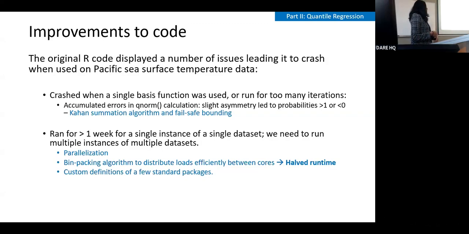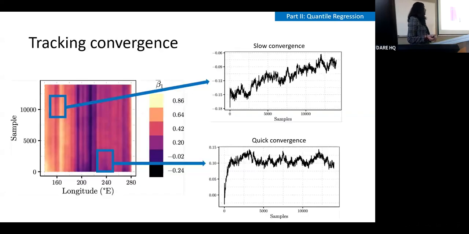So in order to do that, Travis parallelized the code, set up a bin packing algorithm, which distributes the loads efficiently between the different nodes that it's been parallelized on, and made custom definitions of a few standard packages so that they would run faster. Overall, this brought the runtime down significantly, and this bin packing algorithm in particular halved the runtime. So with Travis's help, we started being able to look at some results.